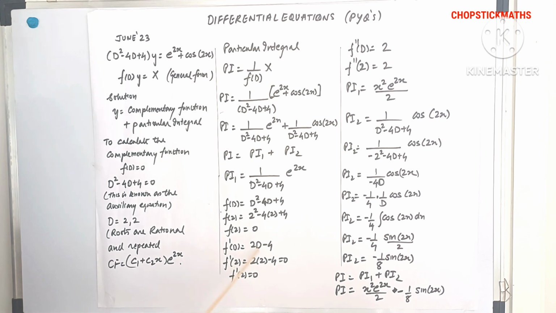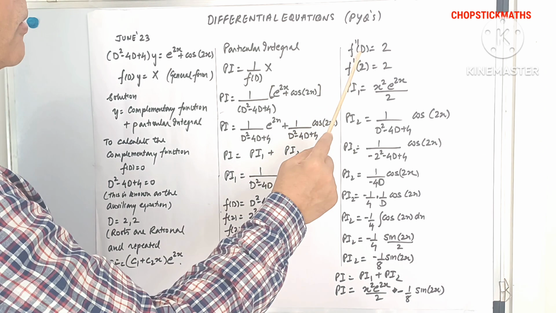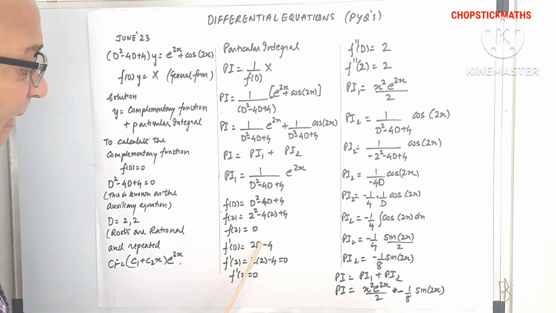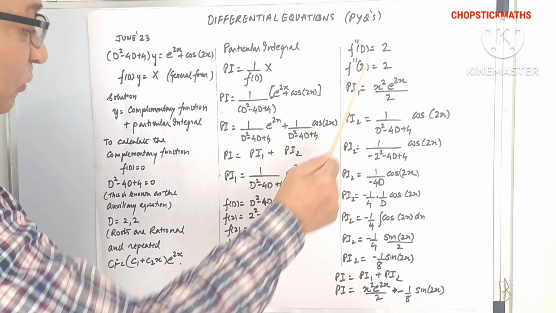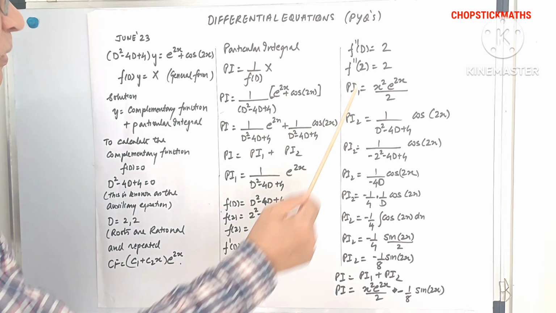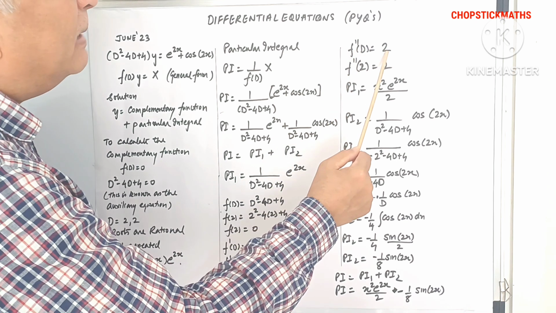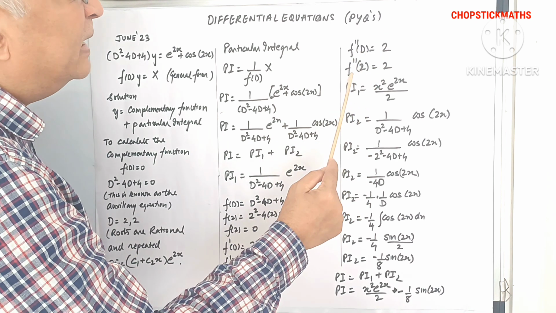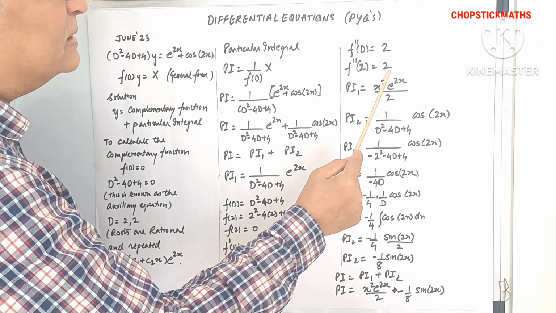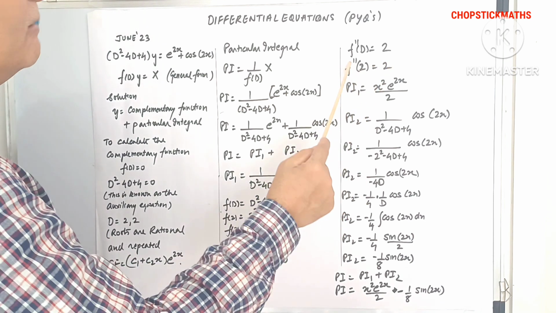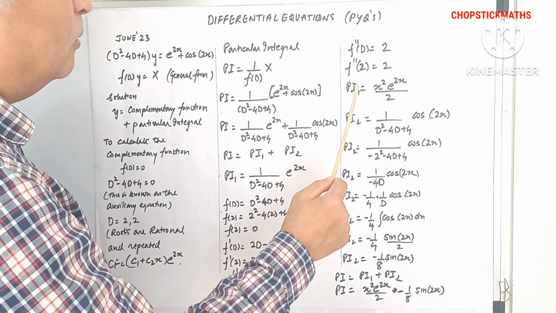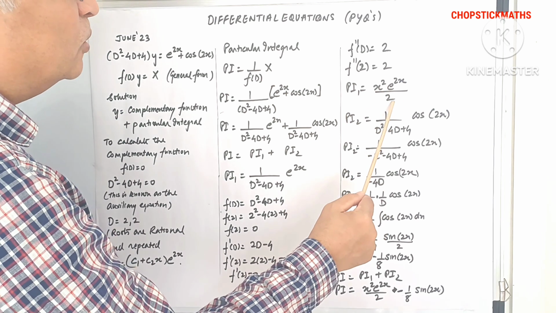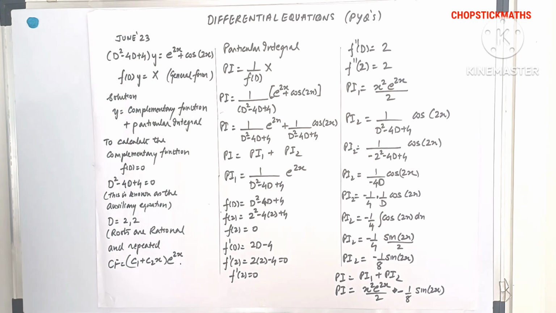Therefore, we shall now proceed to calculate the second order derivative f''(D). Now f''(D) is the derivative of 2D, which is 2, and the derivative of −4, which is 0. So f''(D) = 2. Therefore, substituting D as 2, we get f''(2) = 2. Now you see f''(2) is not equal to 0. Therefore, PI1 will be equal to x² e^(2x)/2.